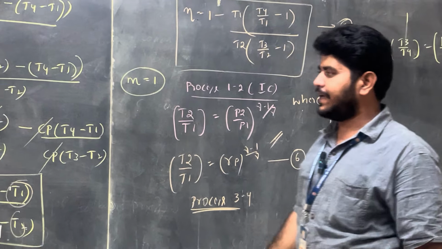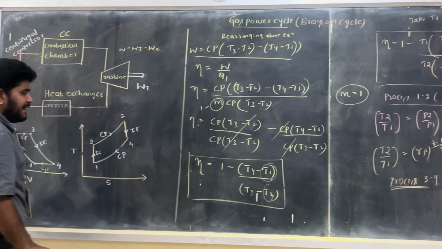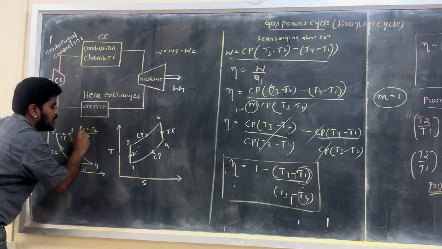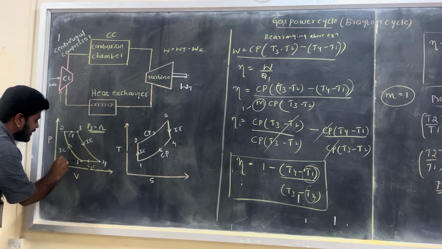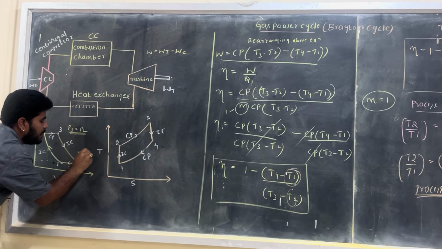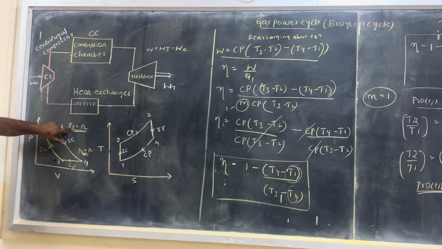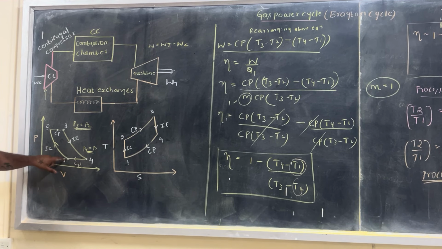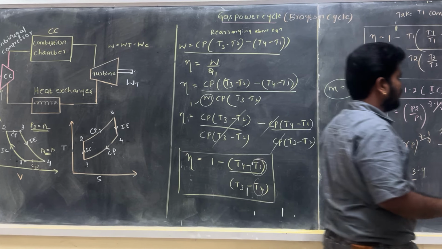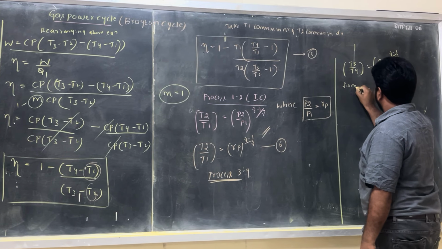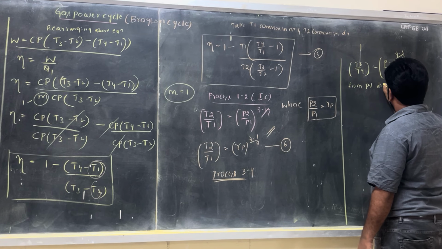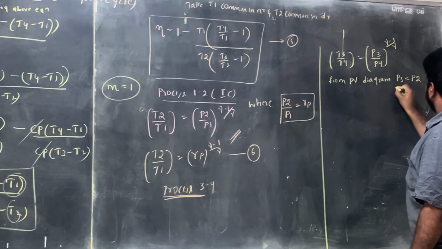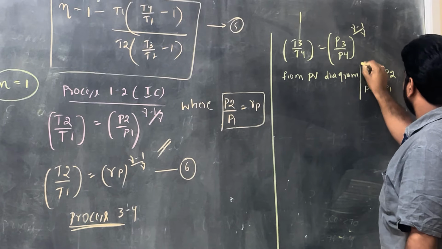But from the PV diagram, we can write P3 is equal to P2 because it is a constant pressure process. Similarly, I can write P4 is equal to P1. Because it is a constant pressure, addition and rejection takes place, so I'll take P3 is equal to P2 and P4 is equal to P1.